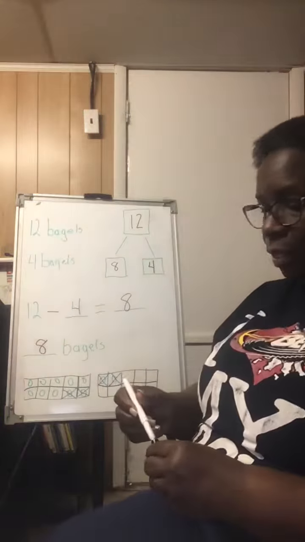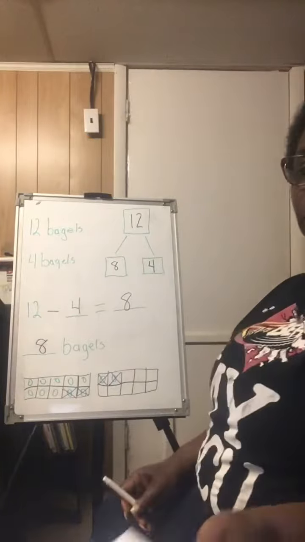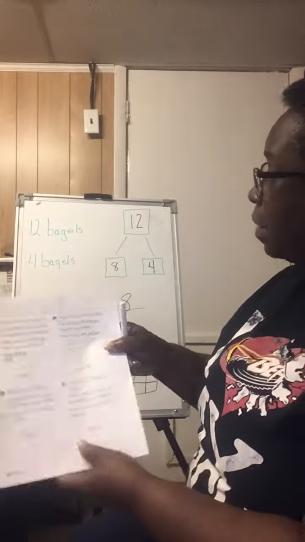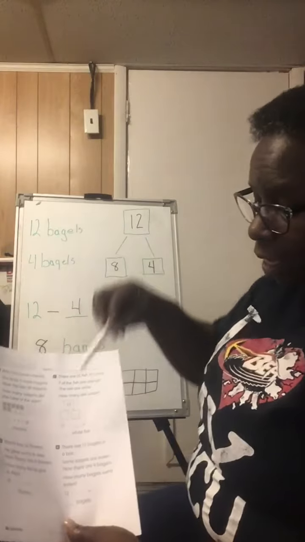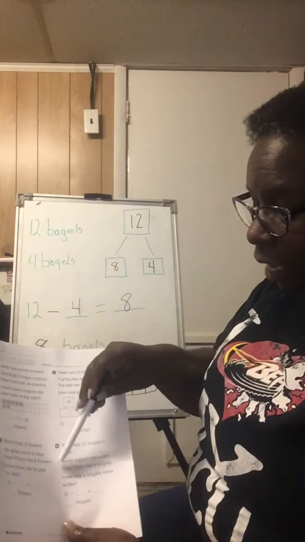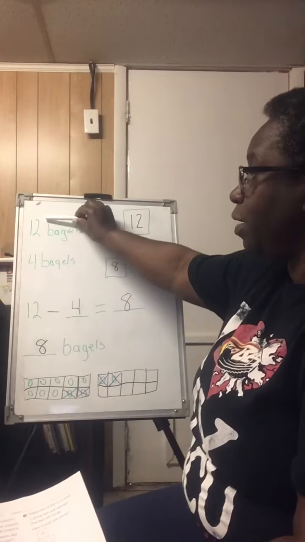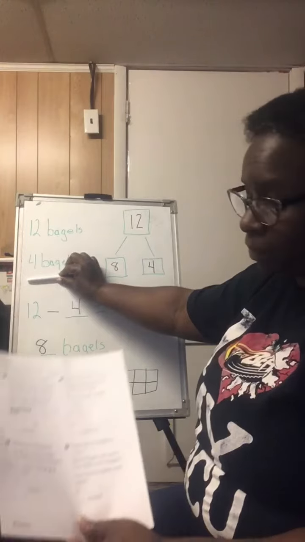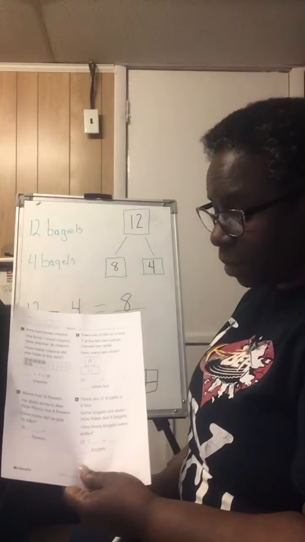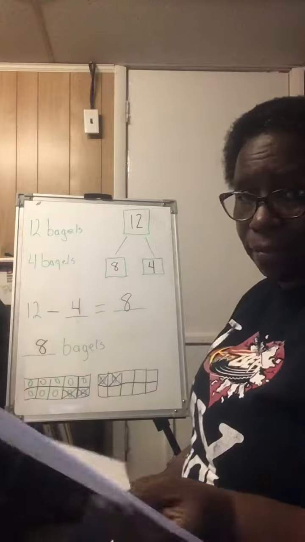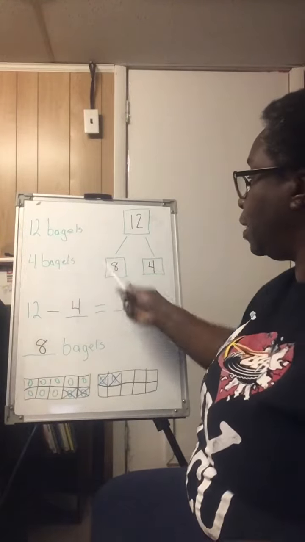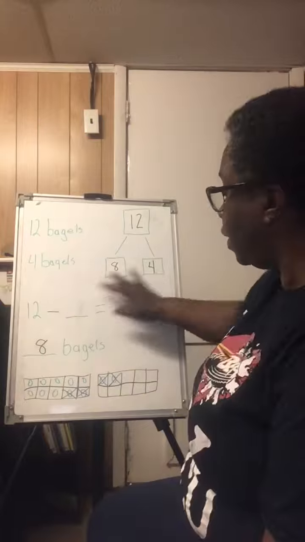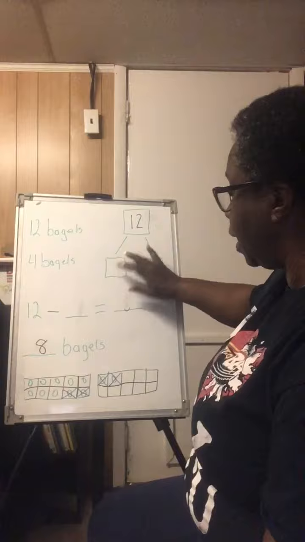Okay? Let's walk through it again. We're going to read the word problem and walk through it again. It says there are 12 bagels in a box. Started out with 12. Some bagels were eaten. Now there are 4. Had 12. Somebody ate some of them. Left us with 4. Okay? How many bagels were eaten? So we're trying to find out how many were eaten. Okay? So let's erase this and we're going to walk through it one more time.